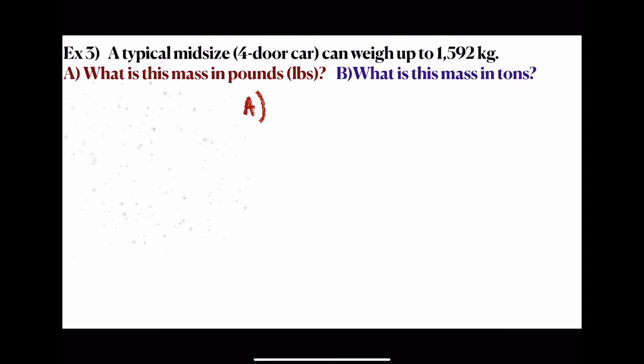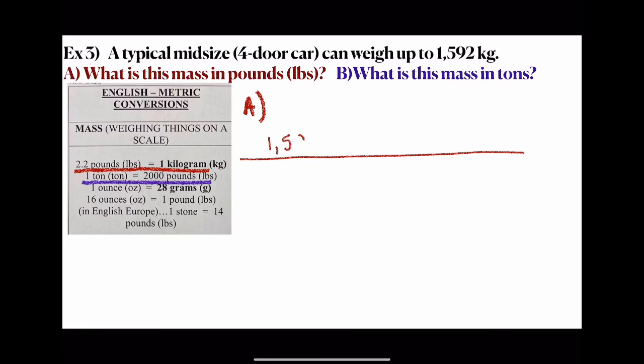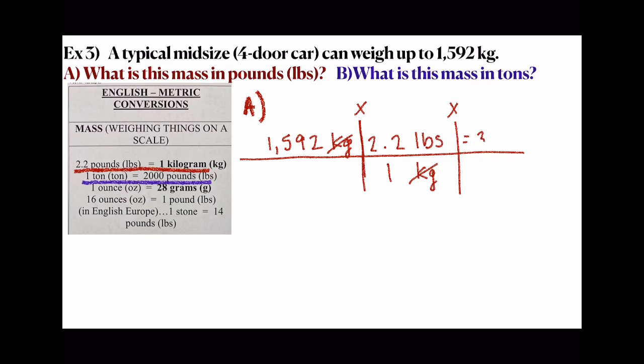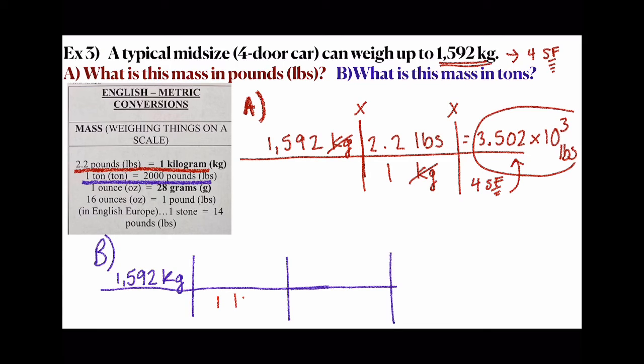Okay. Here we go. Example number 3. A typical midsize, which is a 4-door car, can weigh up to 1,592 kilograms. A, what is this mass in pounds? And then B, what is this mass in tons? Well, I'm going to use the mass portion of the table. For part A, 1,592 kilograms, there's a direct conversion from kilograms to pounds. And we have to answer in 4 significant figures.